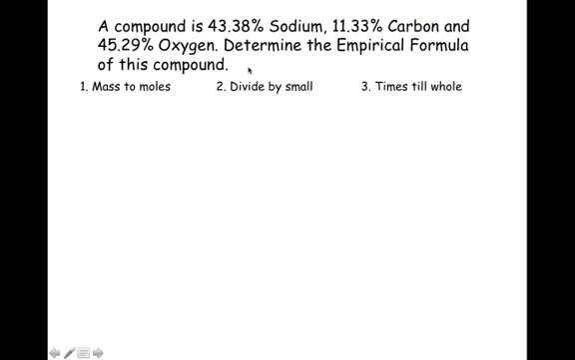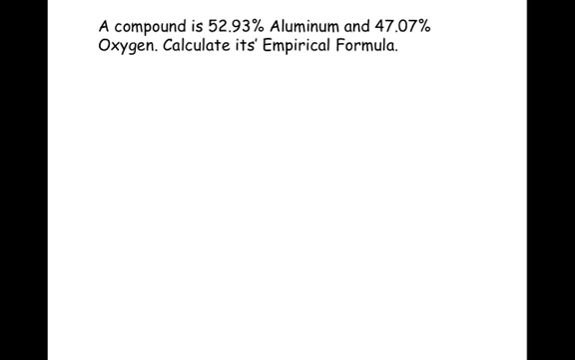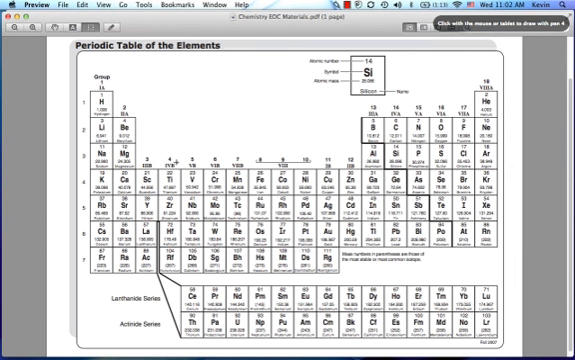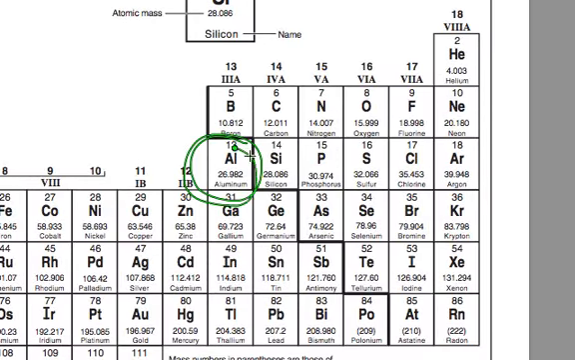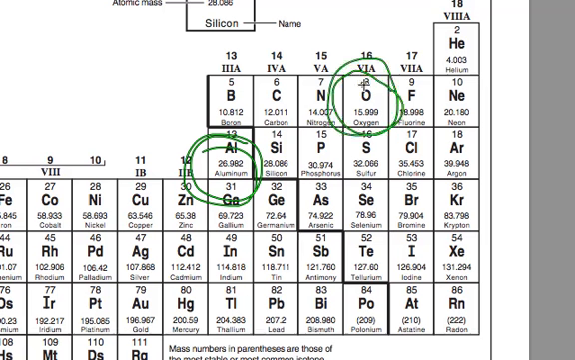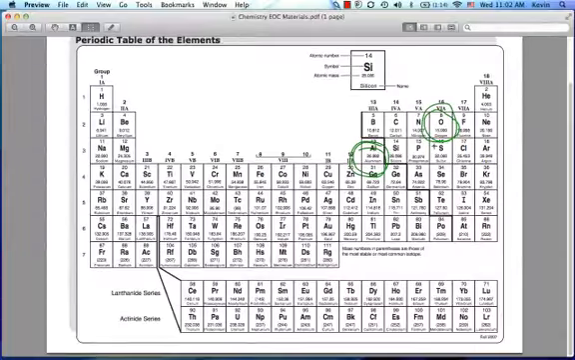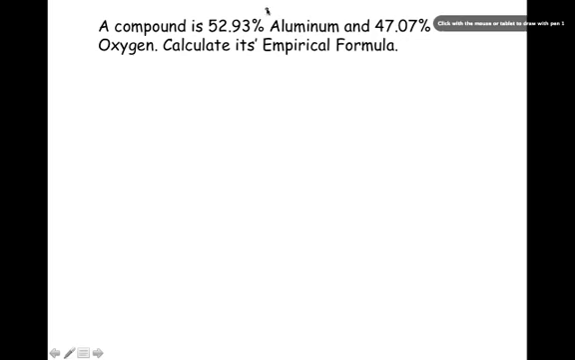Okay, we'll do one more example. A compound is 52.93% aluminum and 47.07% oxygen. Calculate its empirical formula. So let's go to the periodic table and find the aluminum and the oxygen. Aluminum is right here and oxygen's right there. So 26.982 for aluminum, 15.999 for oxygen. Back to this page, 26.982 was our aluminum mass, and 15.999 the mass of oxygen.